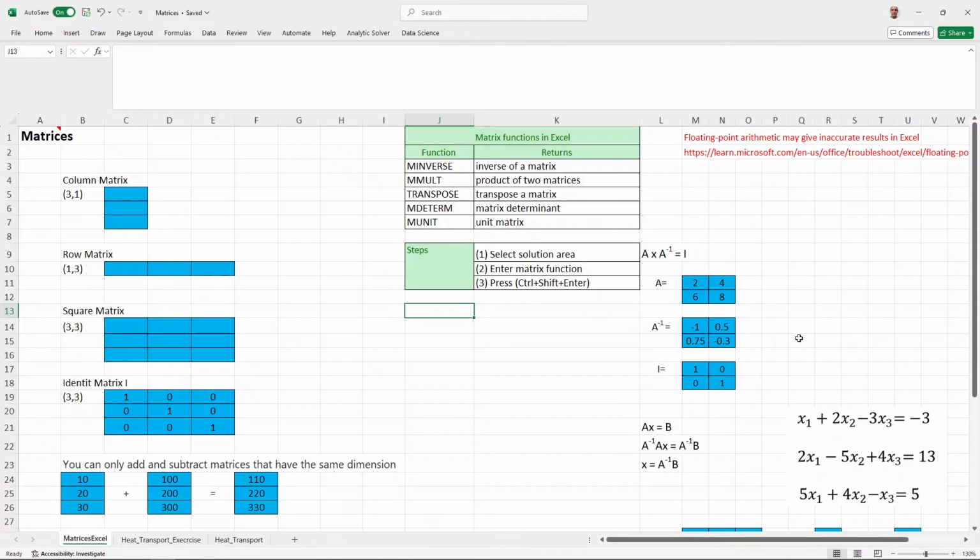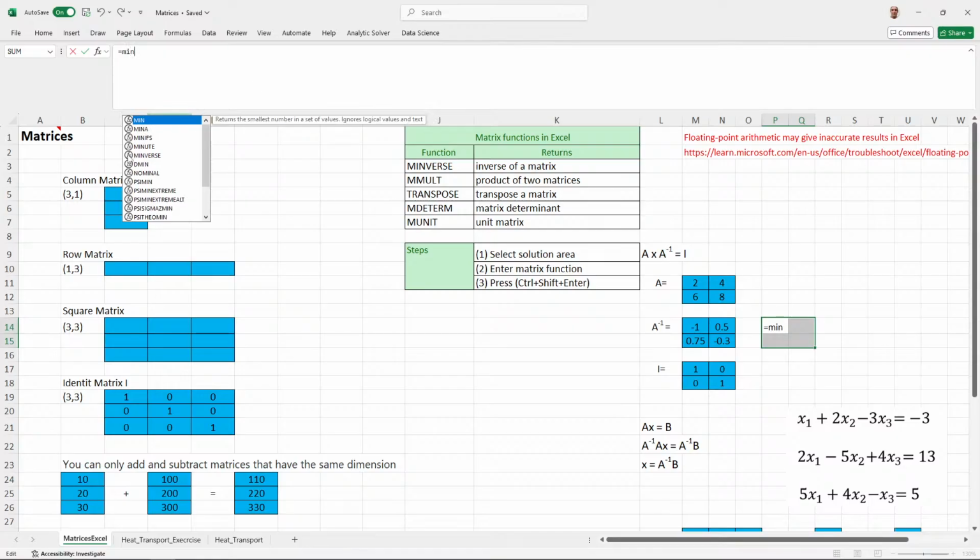Let me show you an example. This is matrix A. This is the inverse of matrix A. How do I find the inverse of matrix A? The first step, select the solution area. So I want the solution to be here. The second step, enter the matrix function. The matrix function is inverse, so I will say equal MINVERSE of this matrix, and then I close. Do I hit Enter? No, I hit Control Shift Enter. Now I found the inverse of this matrix.